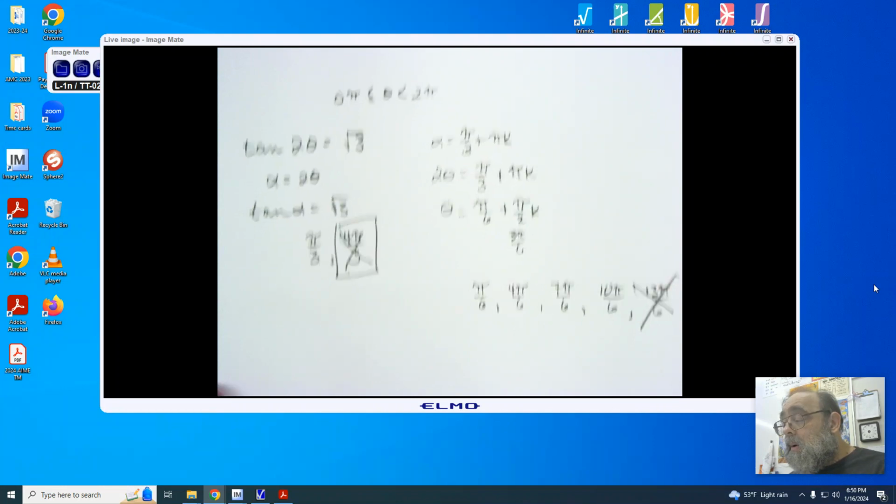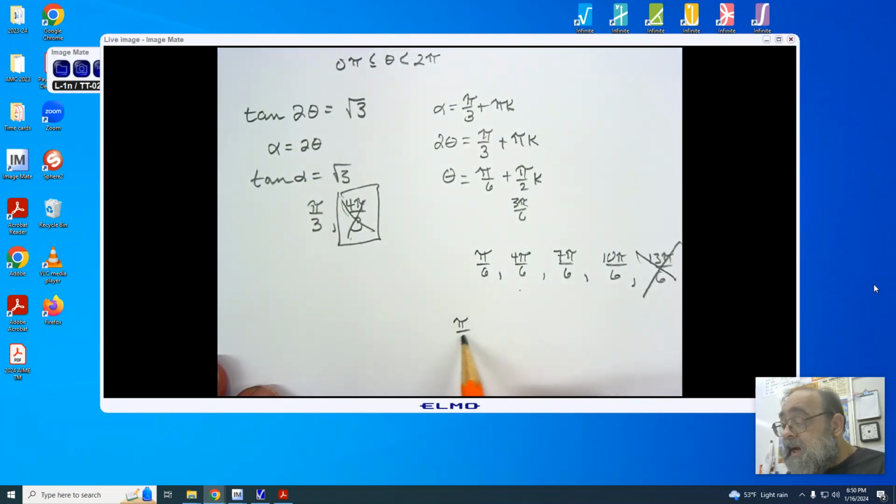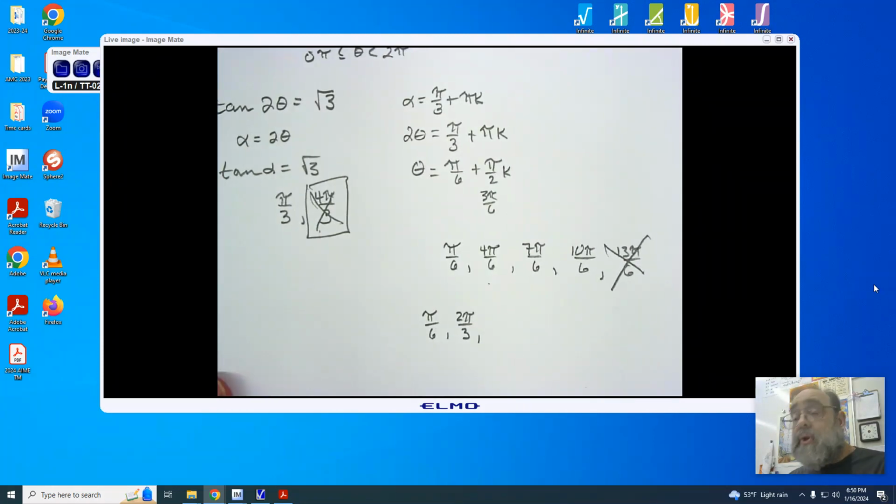Here we go. My first solution is pi over 6. The second solution is 2 pi over 3. Notice I have to reduce my solutions. Then 7 pi over 6. And my last one is 5 pi over 3. And there is my solution set for this equation.